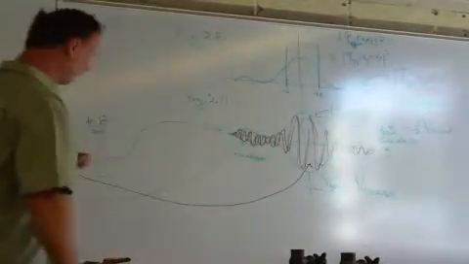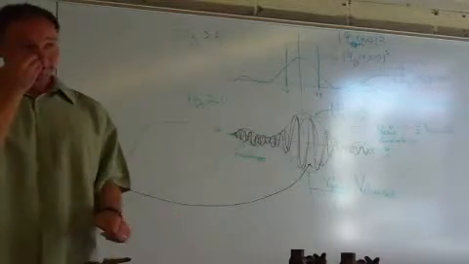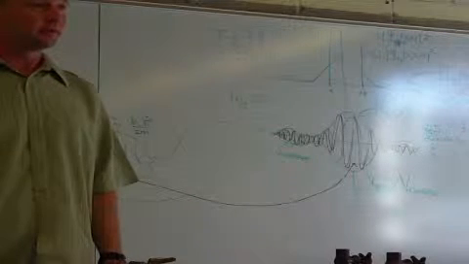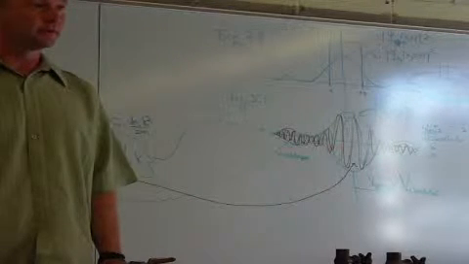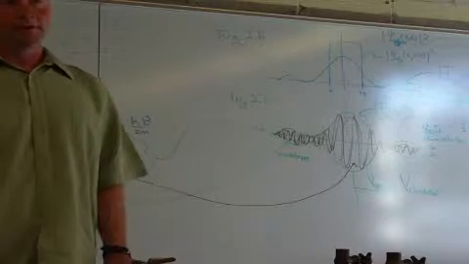One part of it's the envelope, one part of it's the individual waves, and the group velocity is the classical velocity. So why is the phase velocity half the classical velocity?